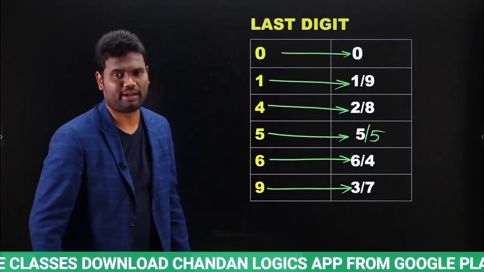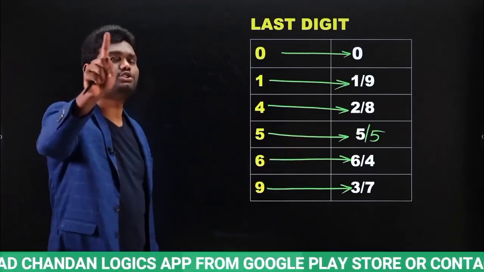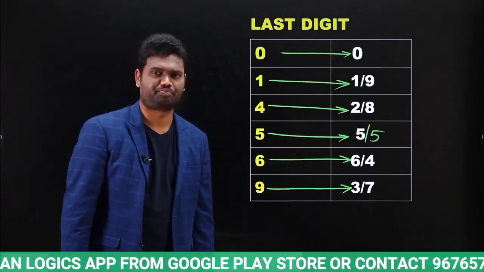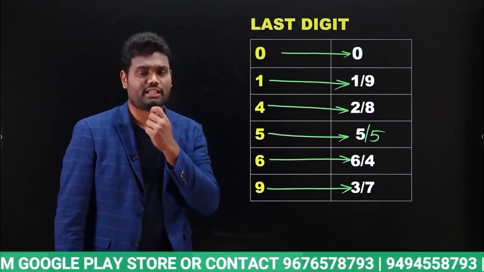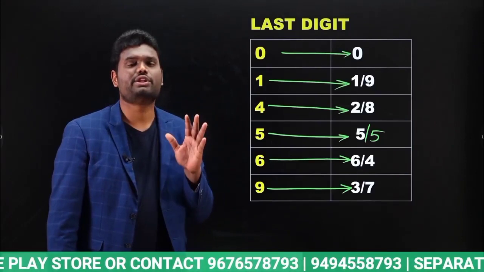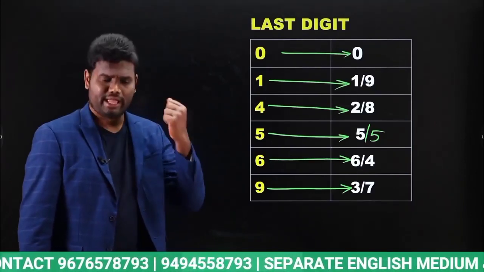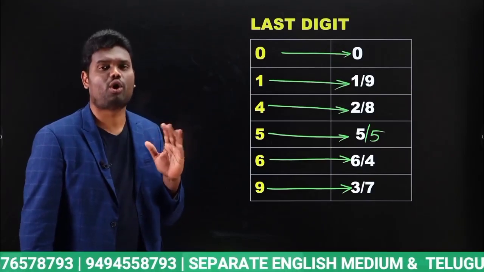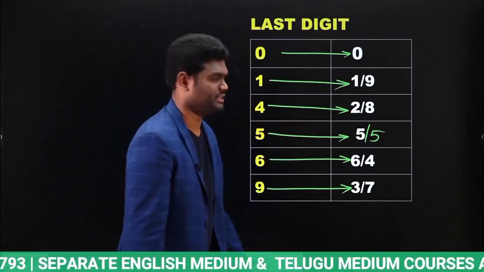Okay. Everyone should remember. When I ask you, where do you get 4 as the last digit? You should immediately say 2 or 8. If I ask you, where do you get 9 as the last digit? Then immediately you need to say 3 or 7. If I ask you, where do you get 6 as the last digit? Immediately you have to say 4 or 6. Is it clear? This is very, very important and you have to remember this.